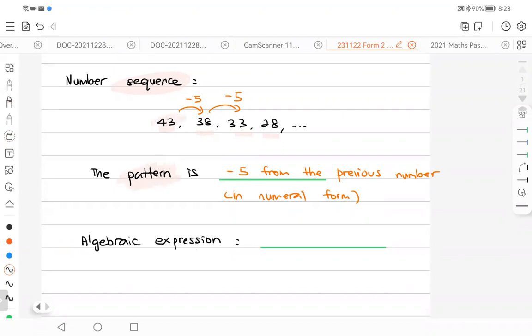Sequence, you list down. Do you see? You list down, it's a series of numbers. And the pattern you have to mention. Is it plus, minus, times, or divide?